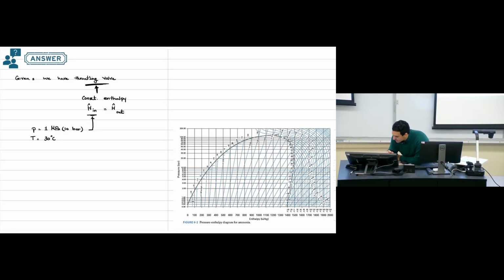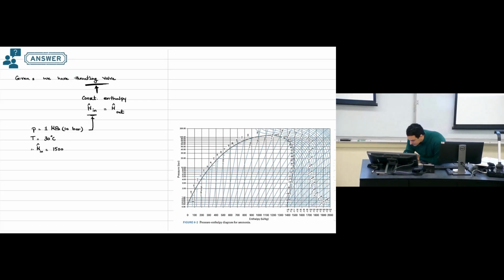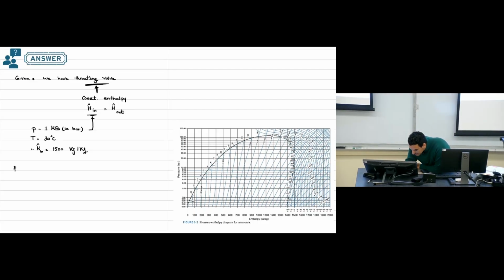So you can use this figure, and from this figure you can find the inlet enthalpy. And this one will be 1500 kilojoule per kilogram. And then for the outlet, I know that the enthalpy of the outlet is 1500 kilojoule per kilogram.